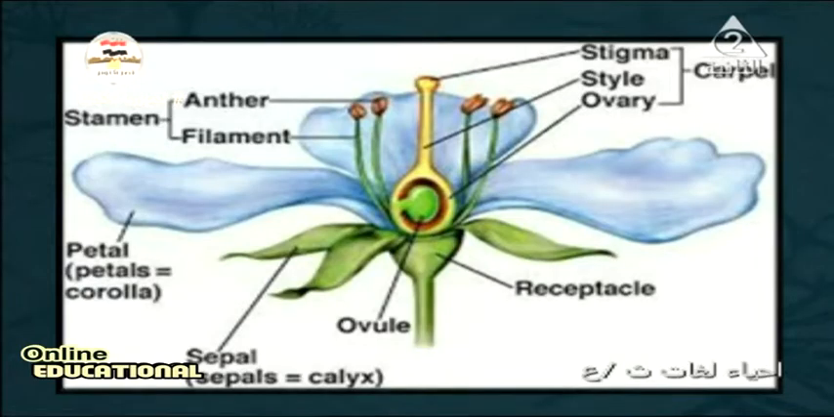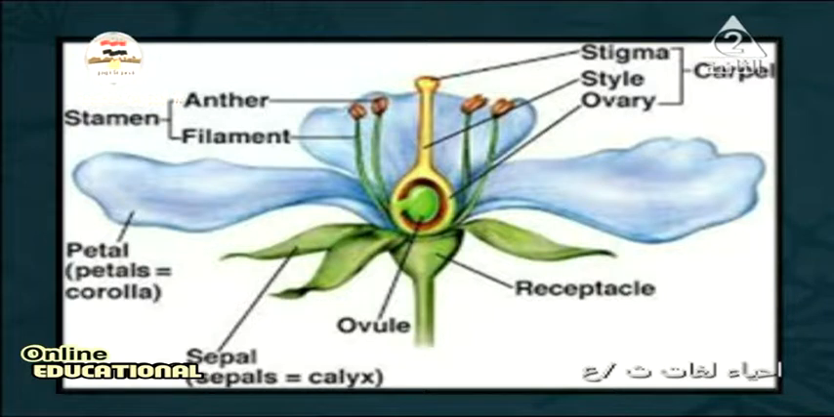What is the structure of the flower? Number one, the flower consists of the carpel, which is the female reproductive organ. It consists of stigma, style, and ovary. And this is the receptacle. It contains the ovary, and the ovary contains the ovule.